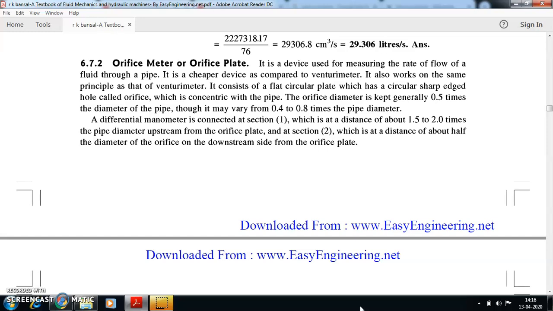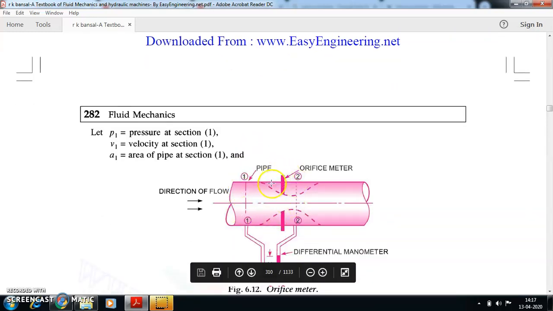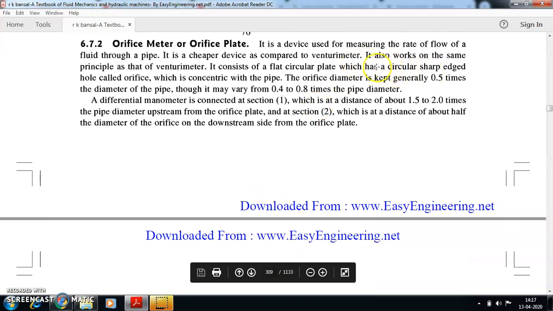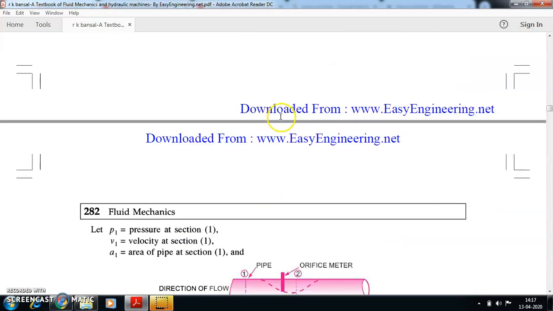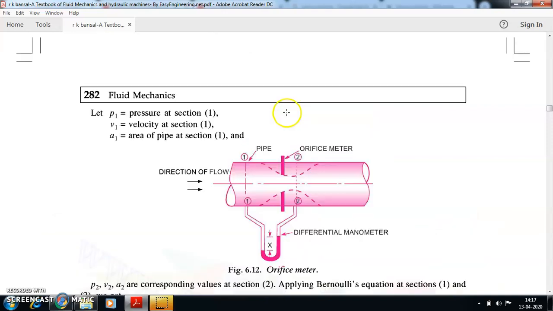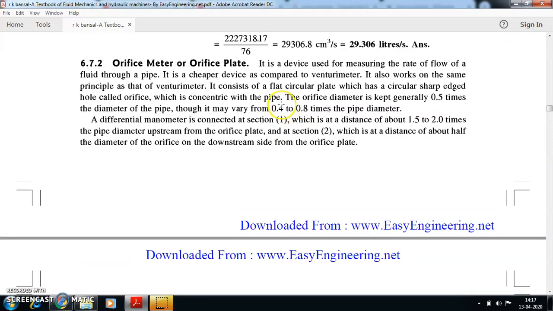The concept of working is very much the same. It works on Bernoulli's principle. It consists of a flat circular plate. This is one of the views which I will show you. This will be a total circular plate, and in that plate there will be a very sharp circular edge made, and that edged circular hole we call the orifice. So those are the two parts: a circular plate and a circular hole in it. Both are concentric circles.